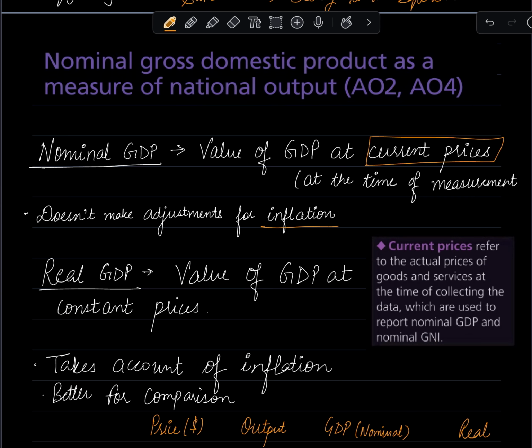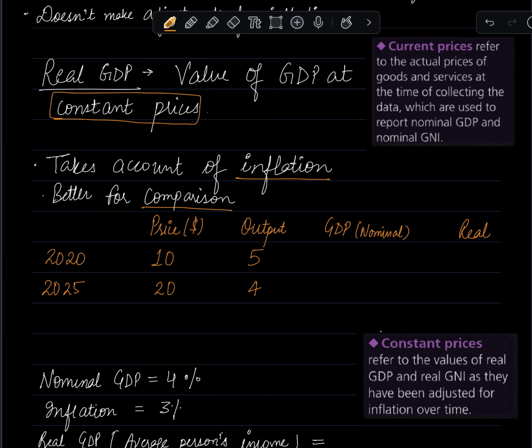Contrary to this, we have real GDP. Real GDP takes the value of GDP at constant prices. It says that we need to compare the actual quantity produced, so we will keep the constant prices. We will keep the prices the same. It takes into account the inflation and it is always better for comparison. I will explain this with the help of an example.